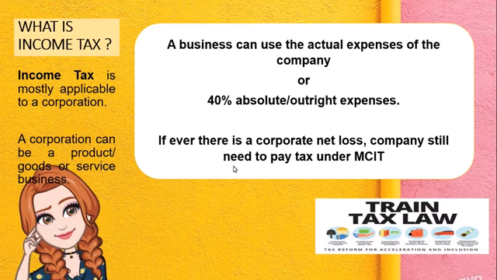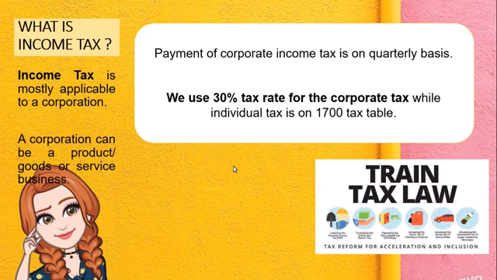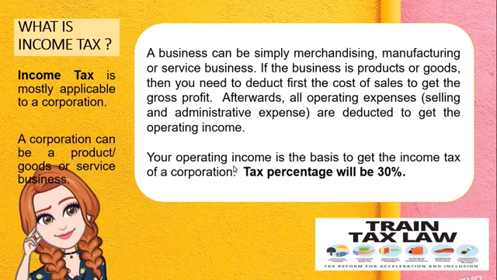A business can use actual expenses of the company or 40% absolute outright expenses. If ever there is a corporate net loss, companies still need to pay tax under MCIT. Payment of corporate income tax is on a quarterly basis. We use a 30% tax rate for the corporate tax, while individual tax is based on the 1700 tax table.